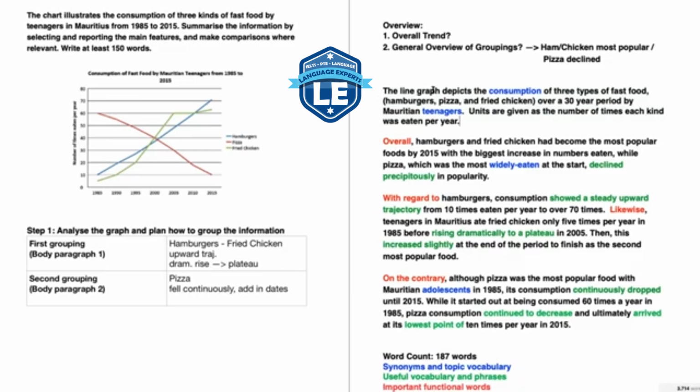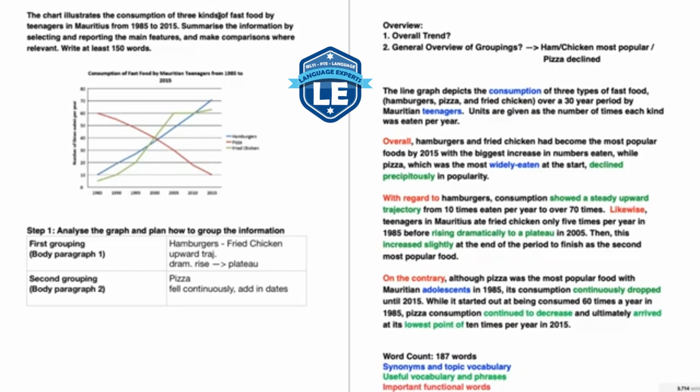So it says, the line graph depicts the consumption of 3 types of fast food, hamburgers, pizza, and fried chicken, over a 30-year period by Mauritian teenagers. Units are given as the number of times each kind was eaten per year. And again, if we look at how we were able to paraphrase this, our writing prompt says the chart illustrates. We've said the line graph depicts. Again, same idea, it's just using different words.